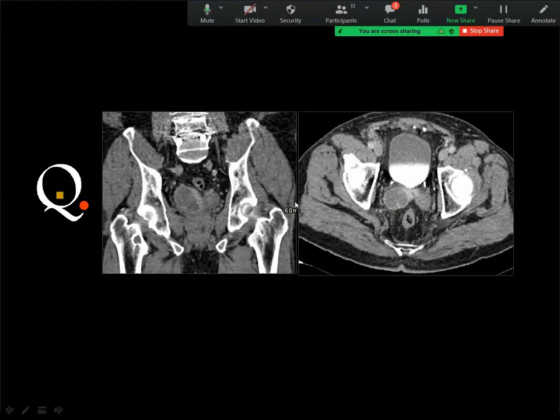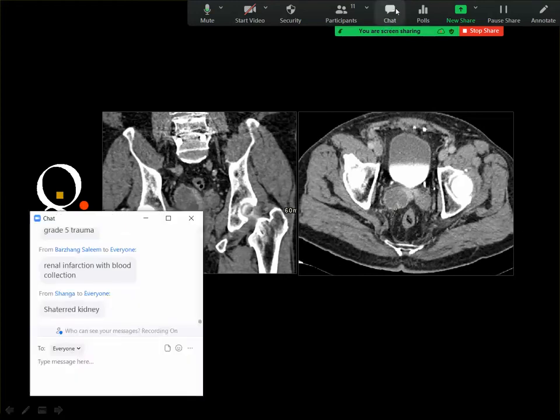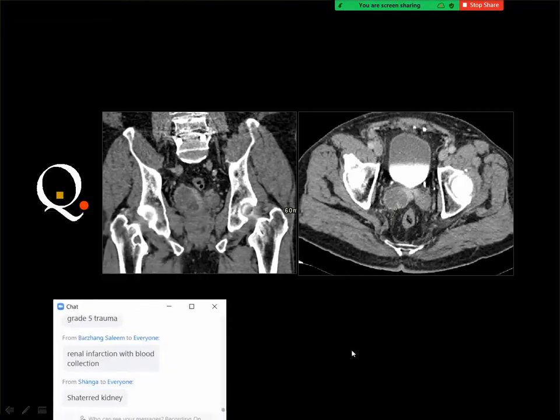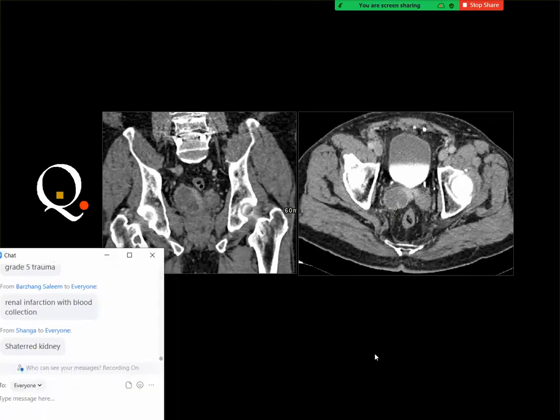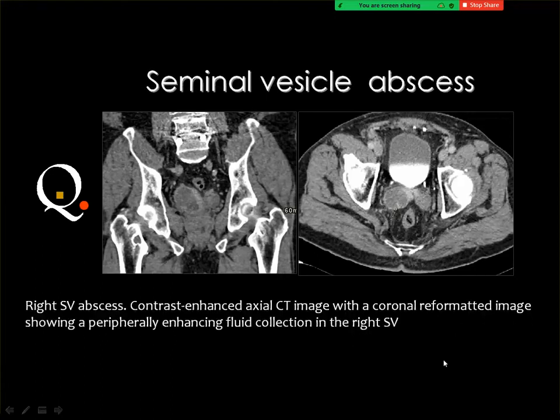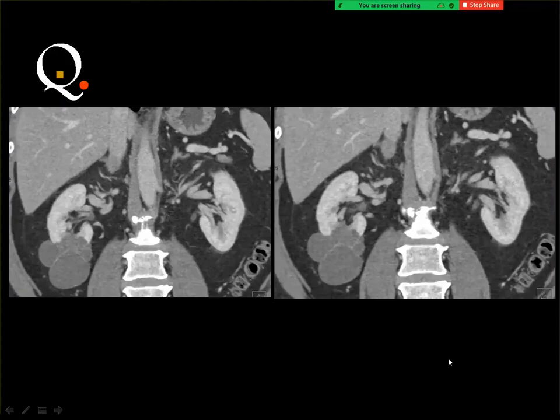These two images are from a CT scan of the pelvis after injection of contrast material, and the problem is in the seminal vesicle. In such a condition you can see that this is an inflammatory lesion, number one, because of the marginal enhancement, number two, because of the stranding of the surrounding fat, and this is a seminal vesicle abscess.